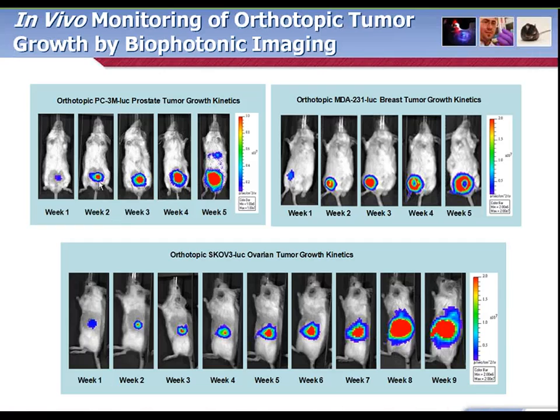You can see that in all the cases, we're following one mouse, and what we're looking at here is a false color image where red represents the highest density of photons being emitted from the animal, and blue represents the lowest density on the scale that we have right now. So you can see that the tumors are growing over time in all the cases.